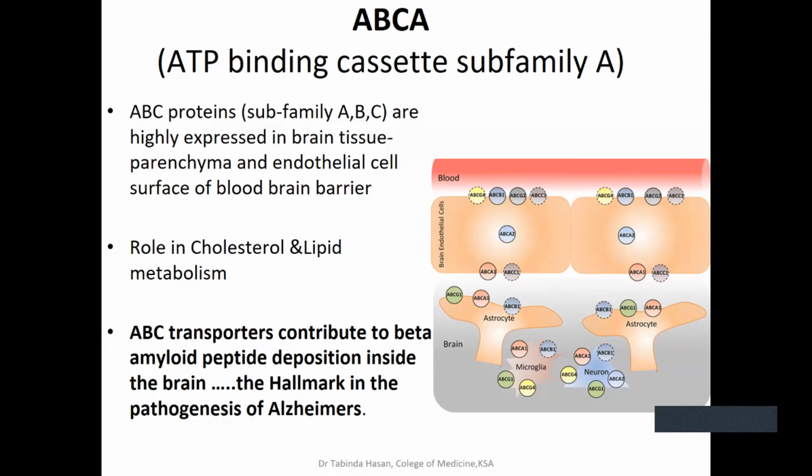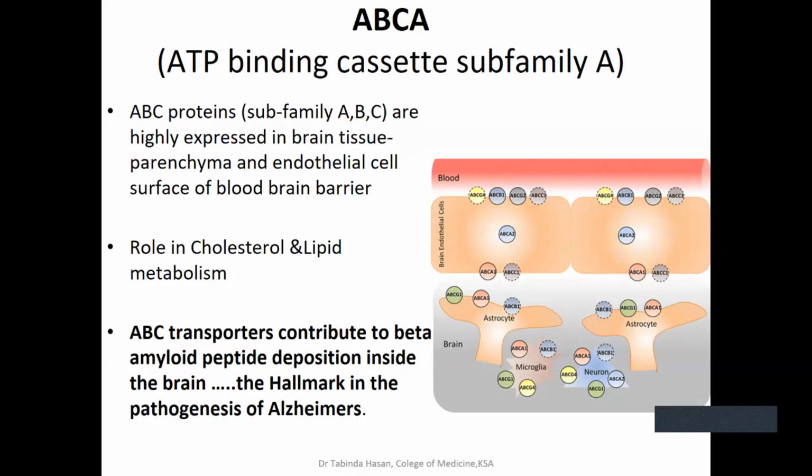Therefore, understanding the mechanism by which these transporters contribute to amyloid beta deposition in the brain is important for the development of new therapeutic strategies against Alzheimer's disease. So I have tried to summarize this information in this slide. We see that the ABC proteins have subfamilies, we call them together ABC, but they have subfamilies A, B, and C separately. They are highly expressed in the brain tissue, the parenchyma, and the endothelial cells of the blood-brain barrier in the Alzheimer's brain. These ATP binding cassettes have a role in cholesterol and lipid metabolism.